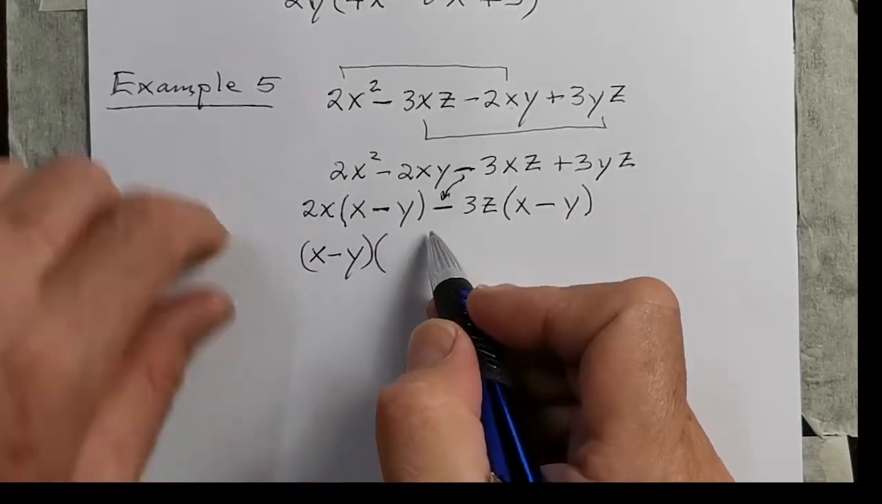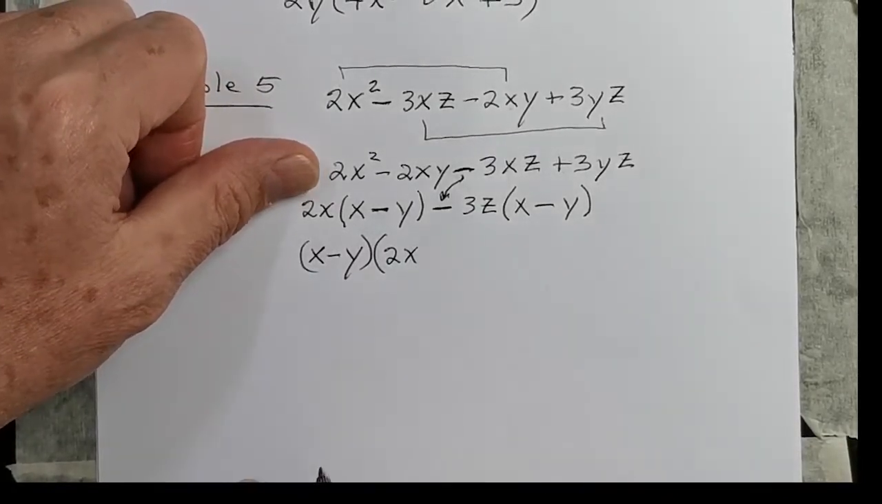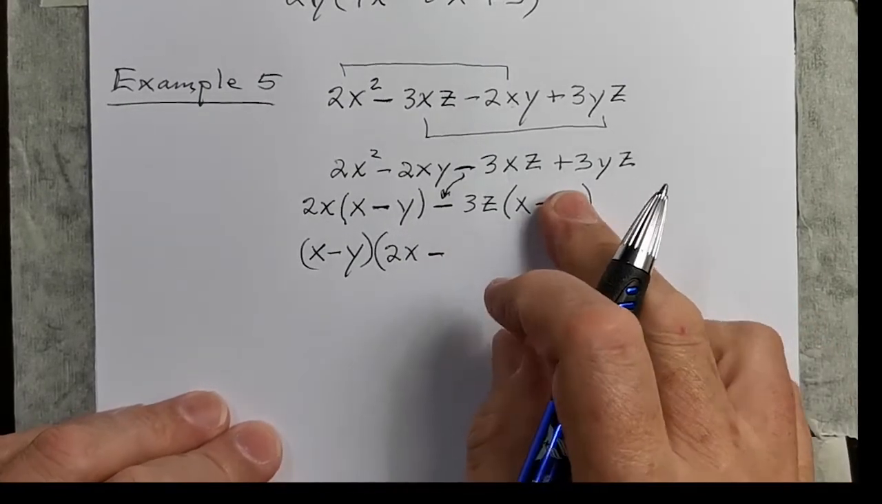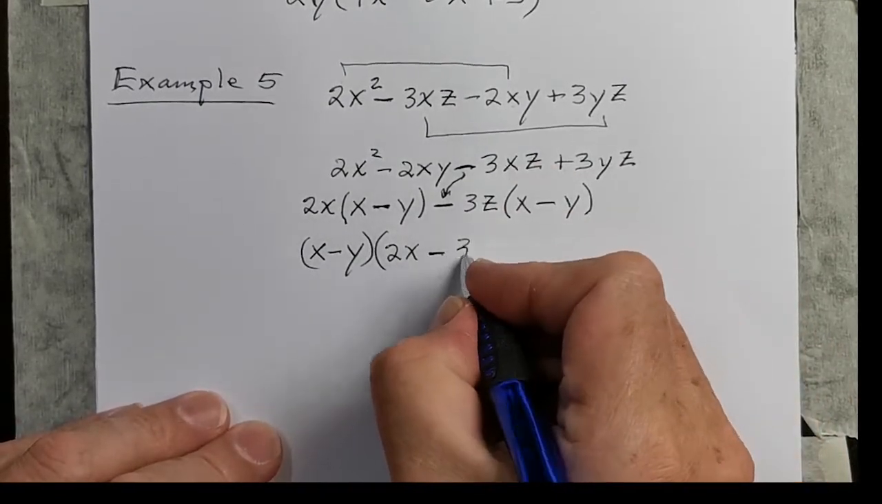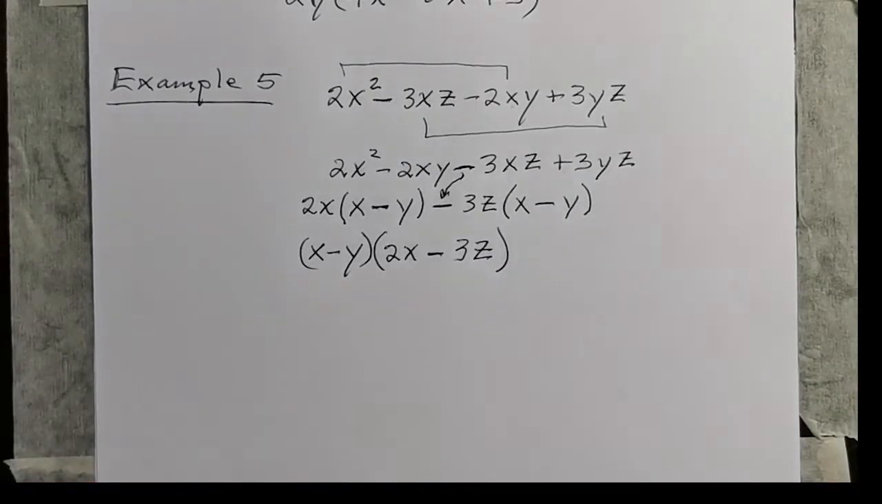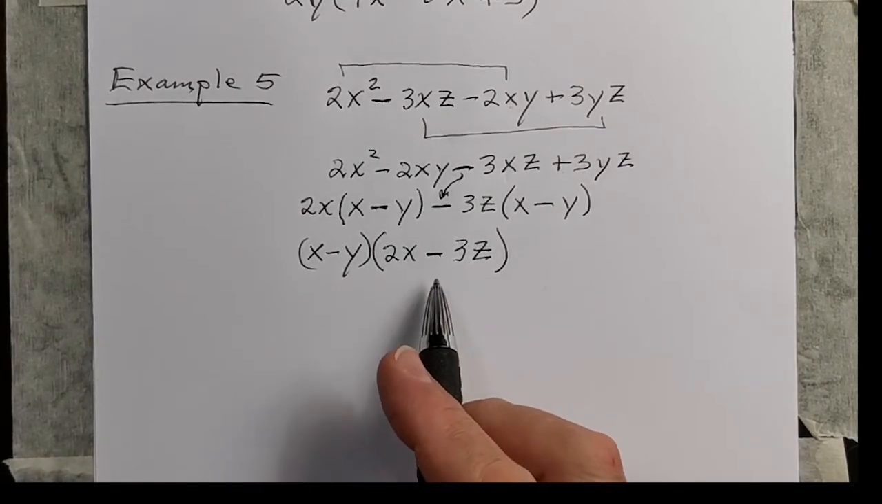X minus y times 2x. So I put my 2x. Subtract x minus y times 3z. So there's your answer. Factor x minus y times 2x minus 3z.